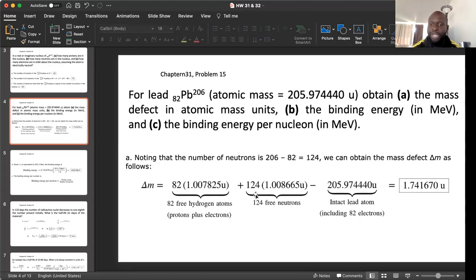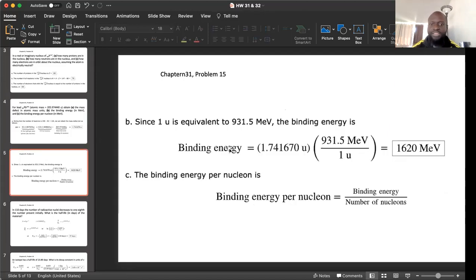So we sum those up, and then we subtract from them the atomic mass of the nucleus without considering the constituents. So we see there is a difference. This is what constitutes the binding energy. This is the mass defect for the A part. For the B part, for the binding energy, we just convert that mass defect to electron volts. 931.5 mega electron volts is 1 atomic mass unit, and then we get the answer in mega electron volts.